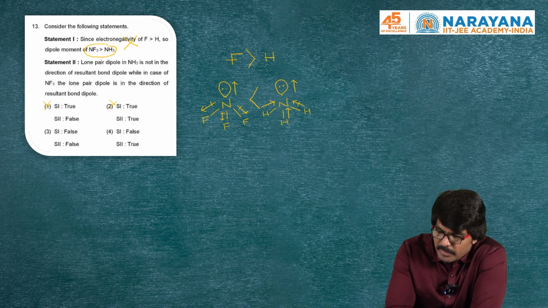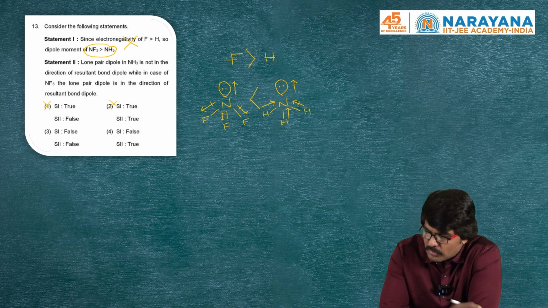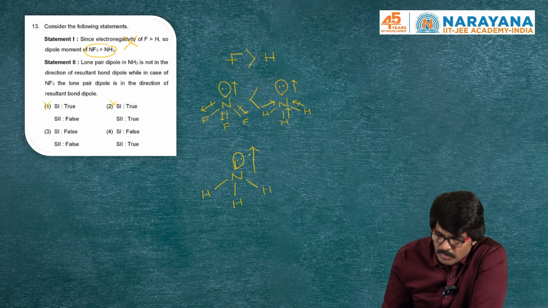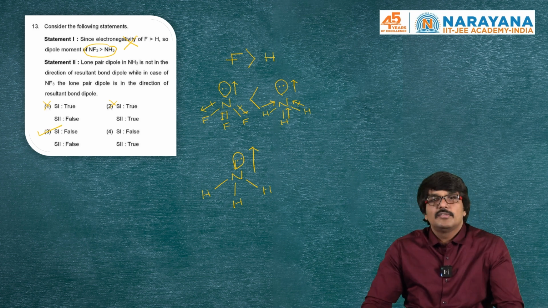If you compare the statement, the lone pair dipole in ammonia, so this is the lone pair and this is hydrogen, hydrogen, hydrogen, it is in this direction. He is saying it is not in the direction, but they are in the same direction, therefore that is also a false statement. Therefore both the statements are false, hence the answer is 3.